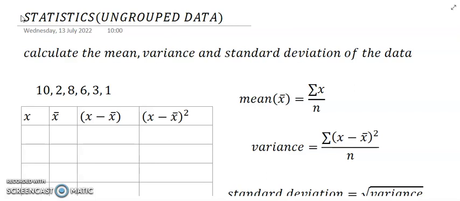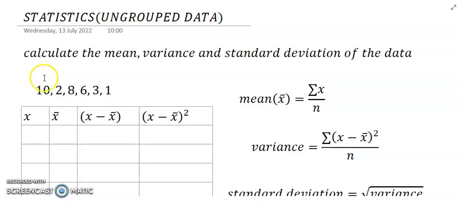However, in this video, we're going to take a detailed look at this collective name called statistics. Under statistics, we have two subtopics, namely ungrouped data and grouped data. However, in this video, we will only look at ungrouped data. Okay, let's get started. Let's calculate the mean, variance, and the standard deviation of the data.